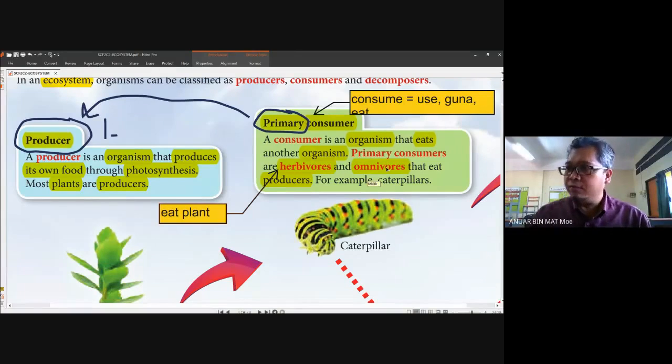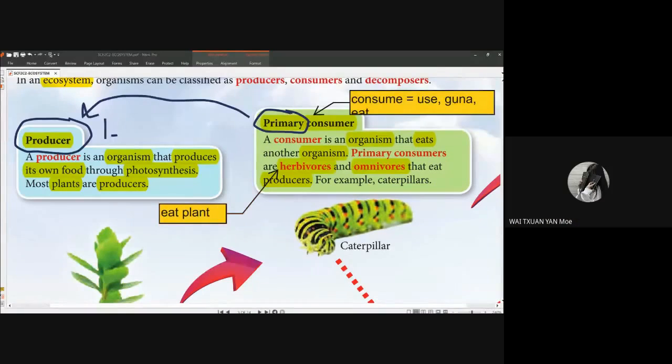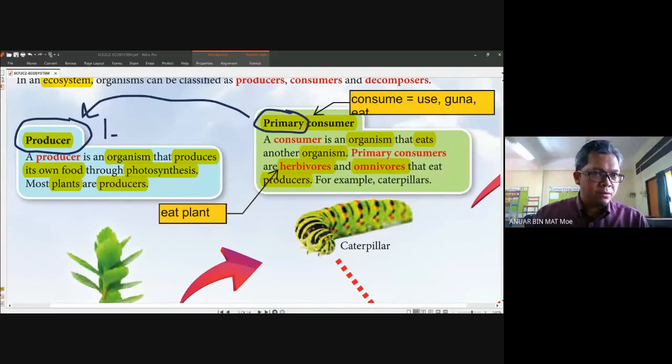Omnivore. What is omnivore? Who can say what is omnivore? I think you already learned in primary school. Okay, omnivore means maybe it can eat both animal, other animals, and it also can eat plant. Okay, next one.